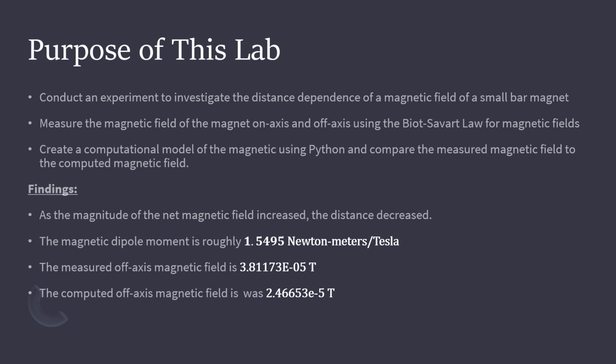We found that as the magnitude of the net magnetic field increased, the distance decreased, and the magnetic dipole moment was 1.54 Newton meters over Tesla. The measured off-axis field is 3.81 times 10 to the negative 5 Tesla, and the computed off-axis field is 2.46 times 10 to the negative 5 Tesla.